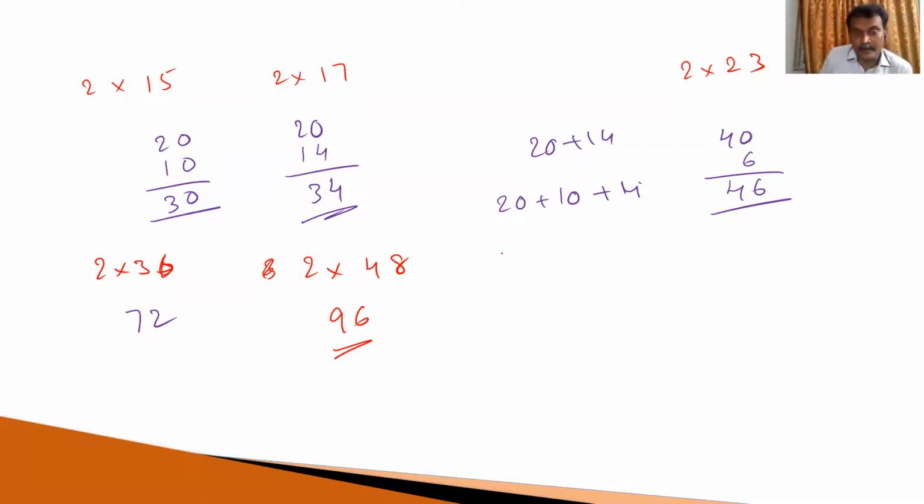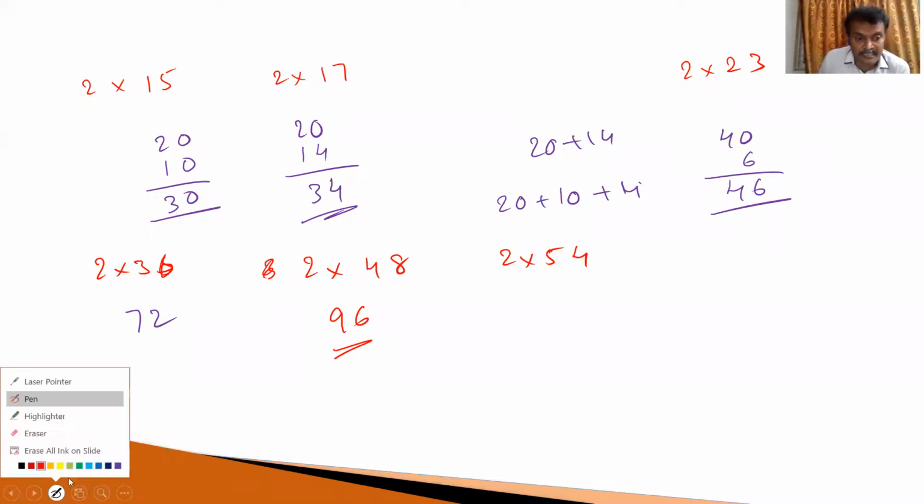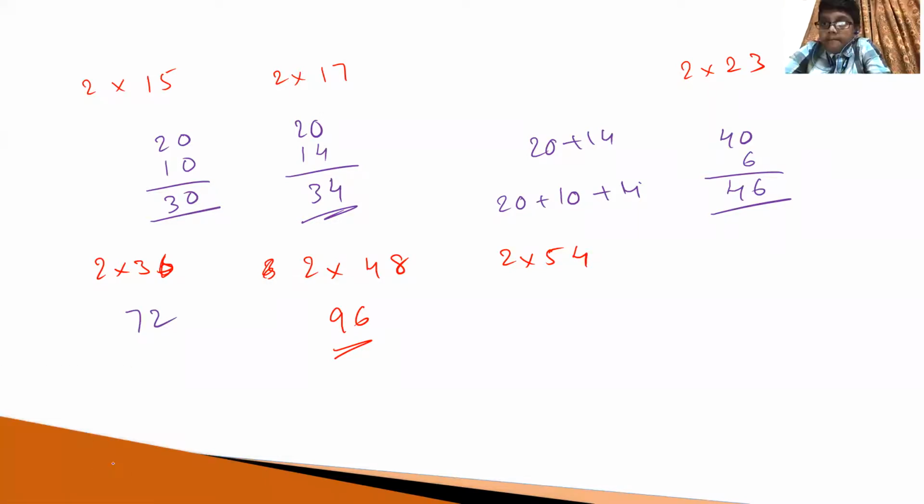Okay. Now 2 into 54. 2 5 times equal to how much? 10. 2 50 times equal to how much? 100. Keep in your mind. 2 4 times equal to how much? 8. So 100 plus 8 equal to how much? 108. 108 is the answer. That's it.